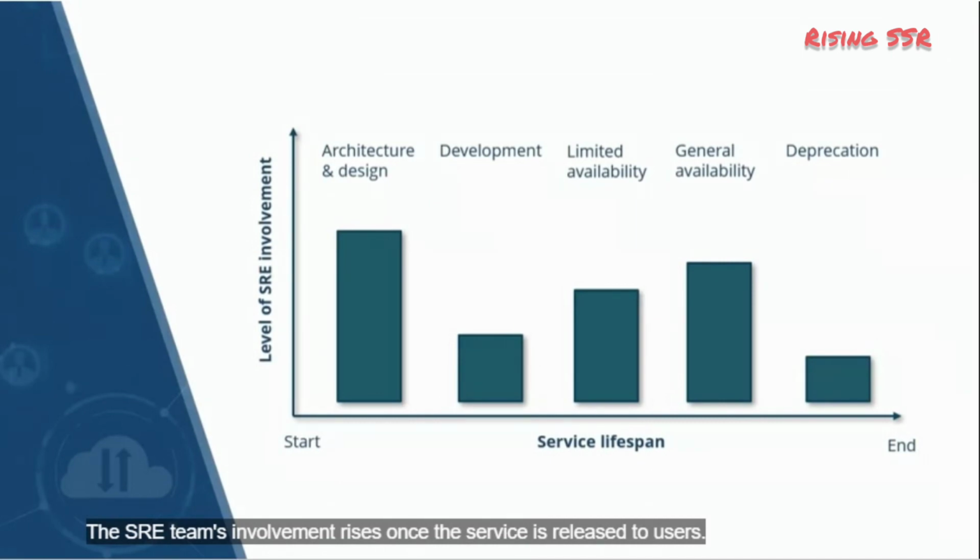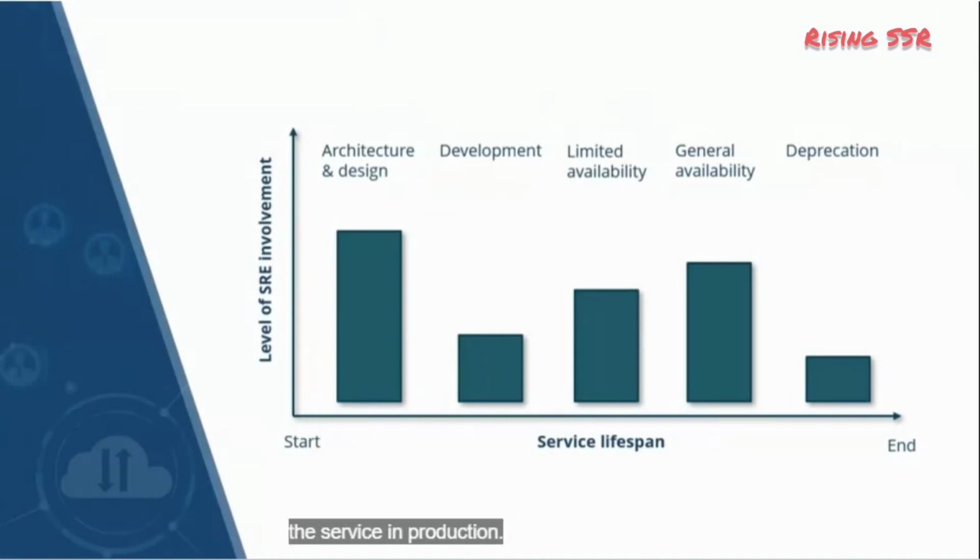The SRE team's involvement rises once a service is released to users. During a limited availability release, where only a small number of users have access, the SRE team is engaged because it's their responsibility to measure reliability and get feedback from users. The SRE team kicks into operational mode when the service is open for general availability to all users. This is when the SRE team will get the best feedback on reliability of the service in production. And the SRE team is involved to a lesser degree when the service is eventually deprecated.